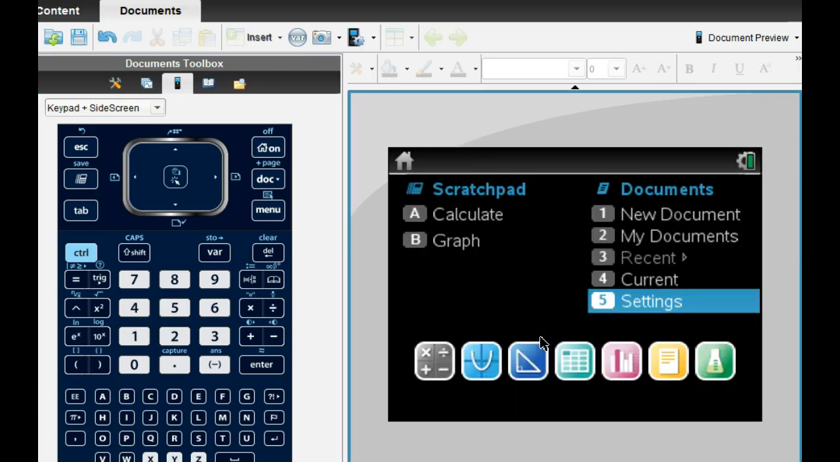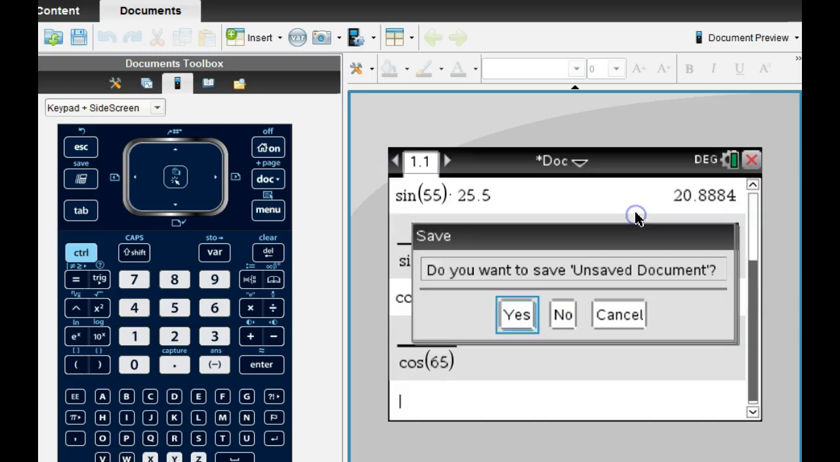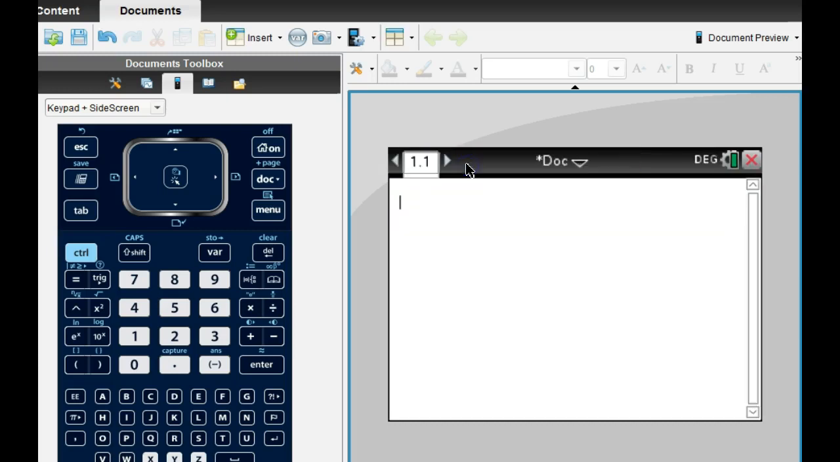So if you go to a new document and you don't save, at the top it should say DEG for degree. It should not say RAD. Okay, we're not doing radians. So again, it's 5-2 degree.